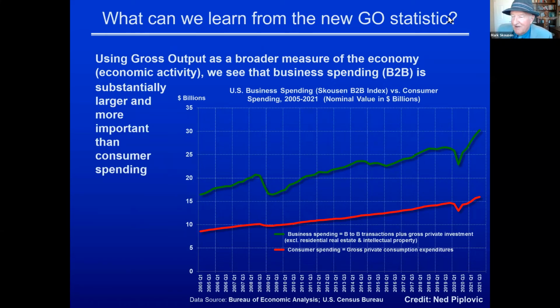Even Janet Yellen, I've had to scold Janet Yellen, and Robert Reich and a number of other economists who say that consumer spending is the biggest sector of the economy. It is not. As you can see here, the green line, business spending, is much larger than consumer spending. It's much more volatile because it includes the supply chain, which is far more volatile than final consumption. So you can see here that consumption doesn't really change a lot, but business spending does, and it's substantially larger.